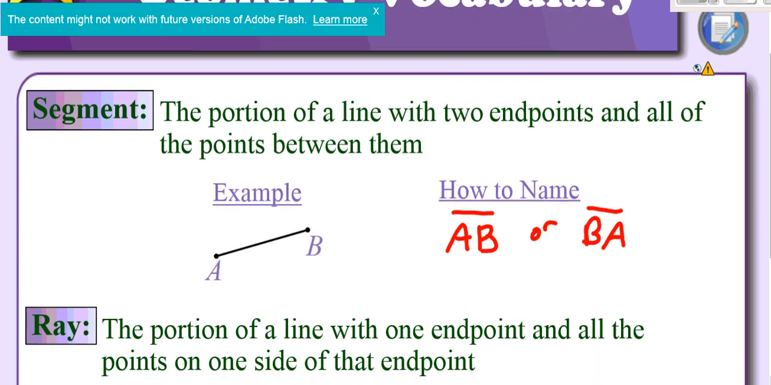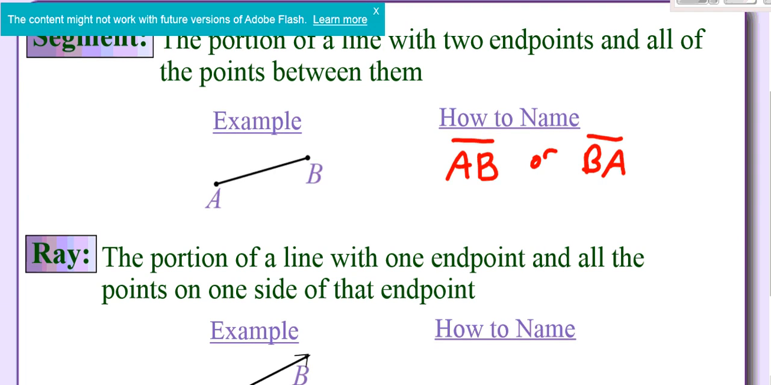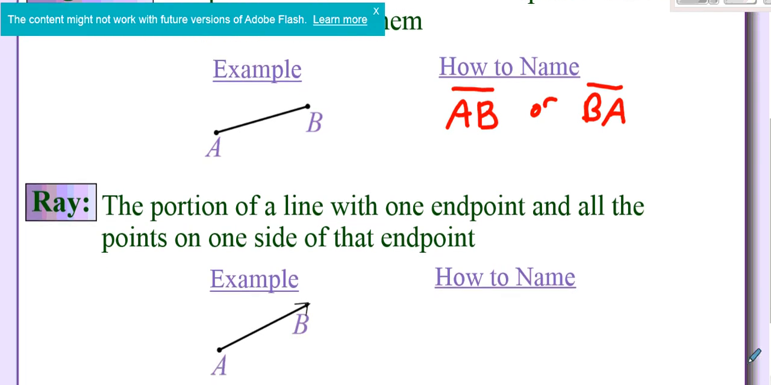A ray is kind of like half of a line because it has one arrow. It's got one endpoint and all the points on one side. So it's got one endpoint and one arrow.